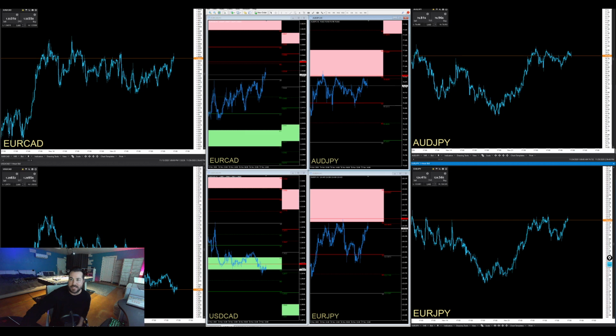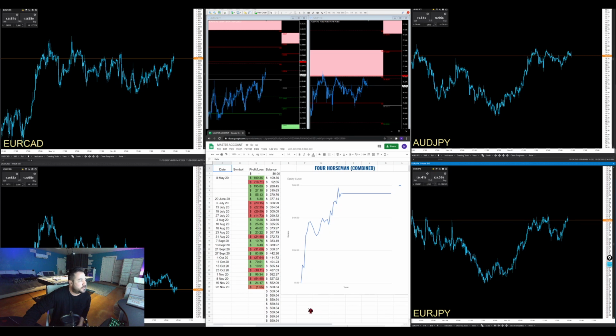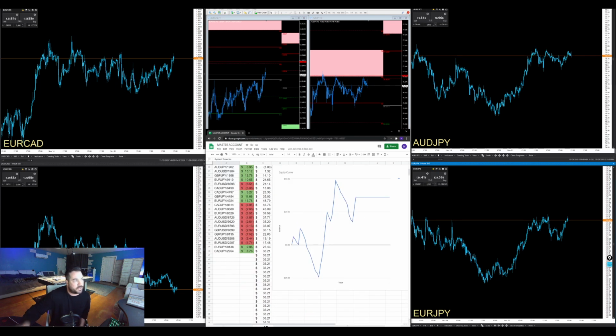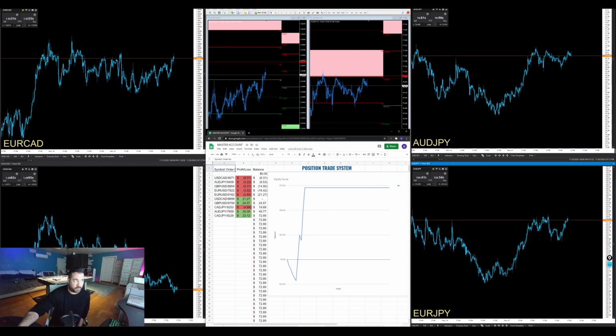Let's take a look at the stats. This is the live trading equity curve for the Four Horsemen. And since I started this series on YouTube, this is my day trading equity curve. Not the greatest, but my swing trading is a lot better. Equity curve and the position trading equity curve. This is only a few weeks since I've started the episodes right here on YouTube with you guys.